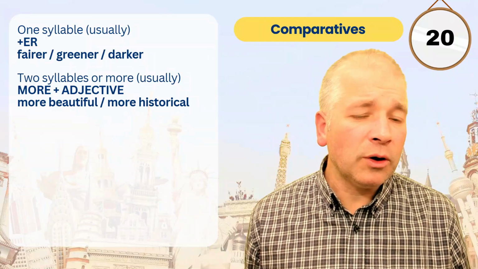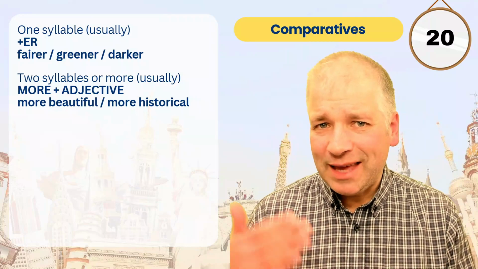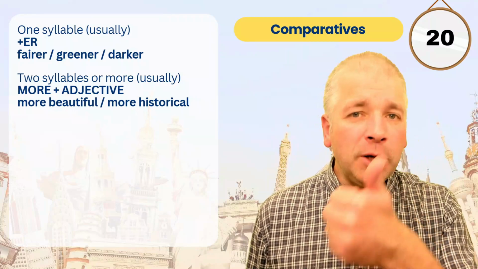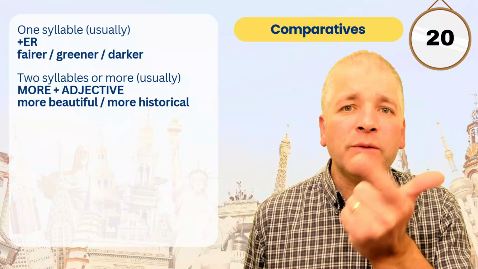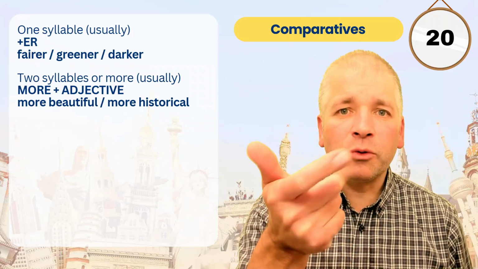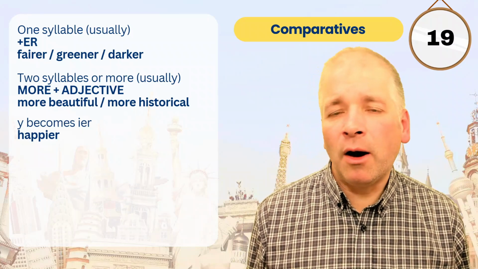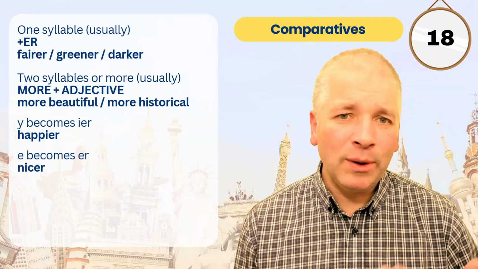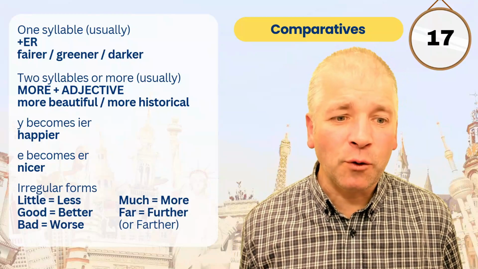If there's two syllables or more, then usually we use more followed by the adjective, and the adjective doesn't change. So more beautiful, more historical. Beautiful, three syllables. 1, 2, 3. Historical, 4 syllables. 1, 2, 3, 4. If a word finishes with a Y, that becomes IER, such as happier. And an E simply becomes ER. We don't add another E on, such as nicer. But there are a few irregular forms to learn.